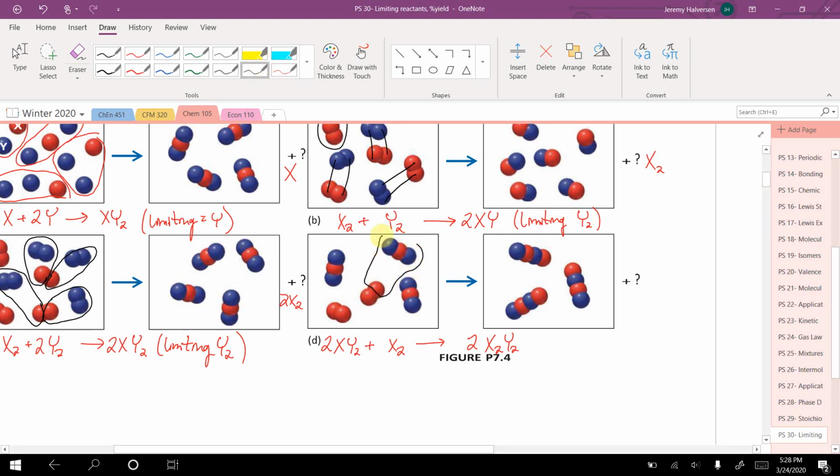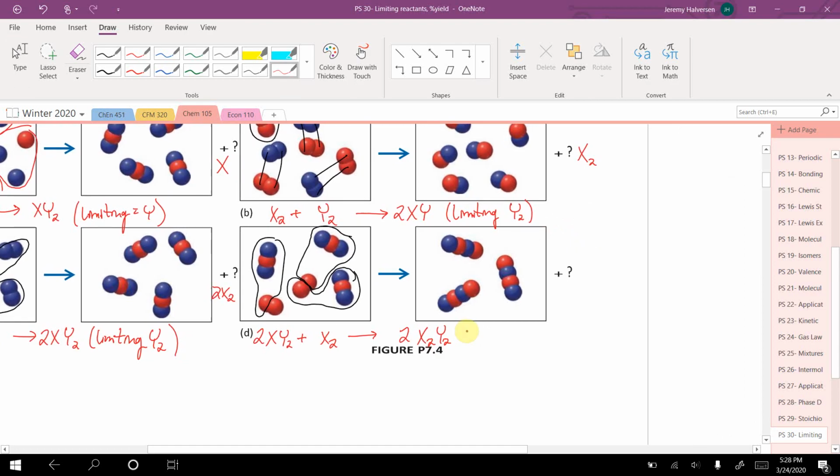Now, these could make a molecule. Those could make a molecule. And that could make a molecule. So what do I have left over? I have X2 left, a little bit of X2 left over, which means my limiting was the XY2. So we're left with 1/2 X2 at the end.